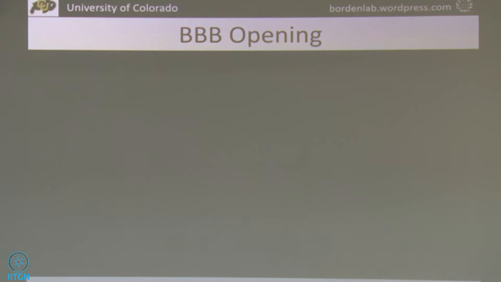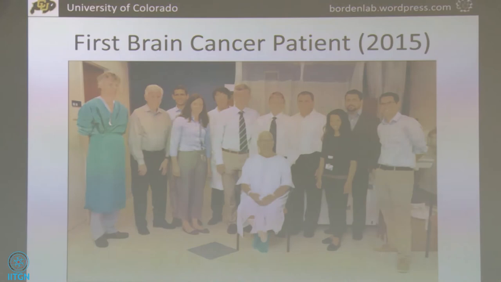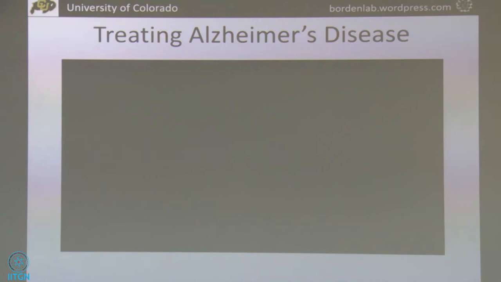Okay. So during this video, and again, I mentioned this earlier, these are already in FDA trials at Toronto. First brain cancer patient in 2015. Again, this research was being led by the advisor of Lisa from the University of Toronto. It can also be used for Alzheimer's disease.